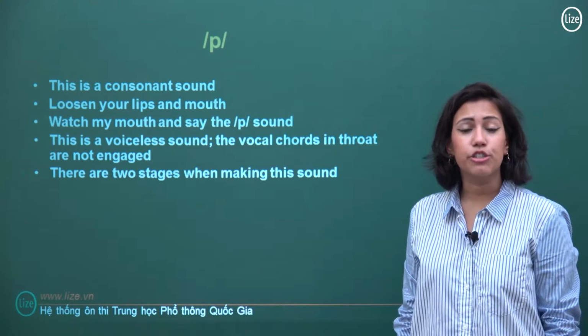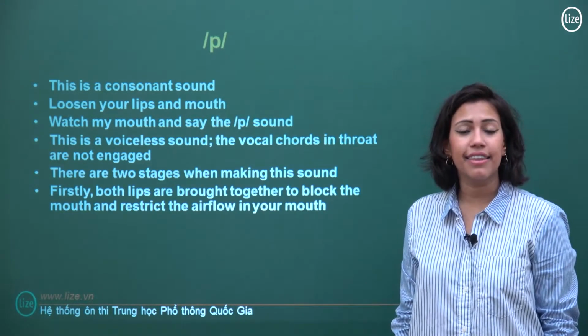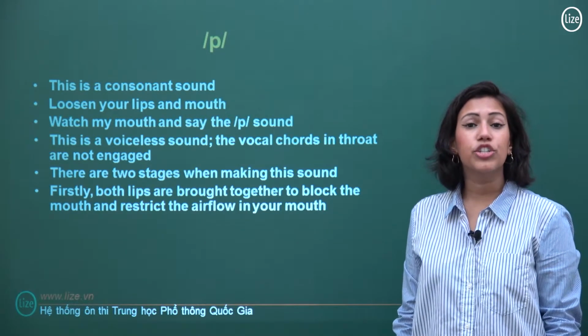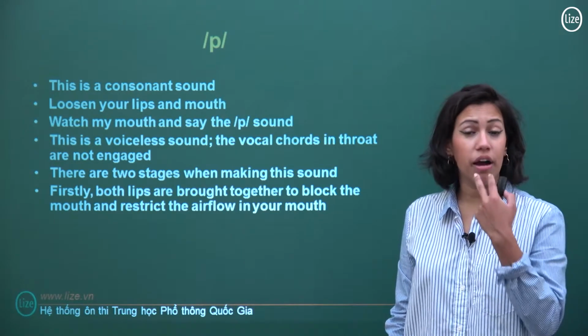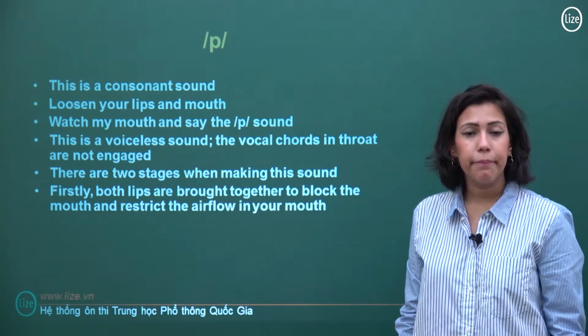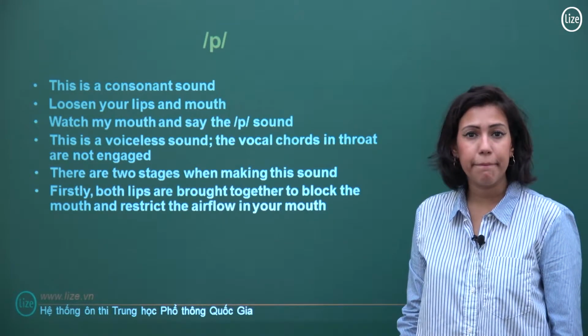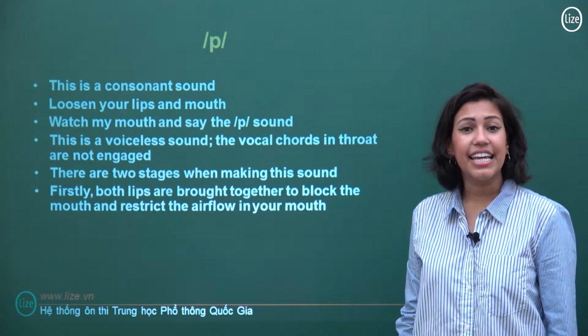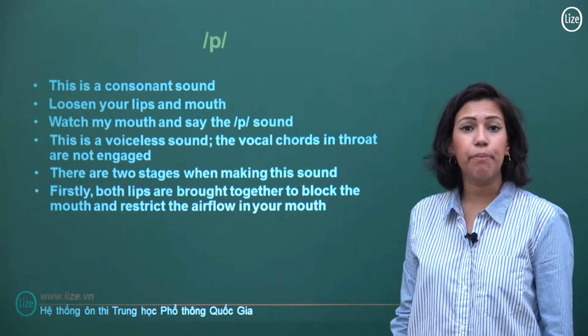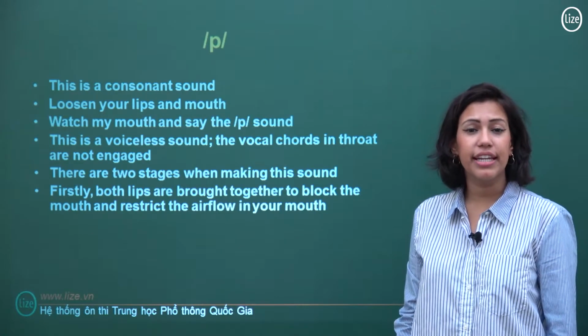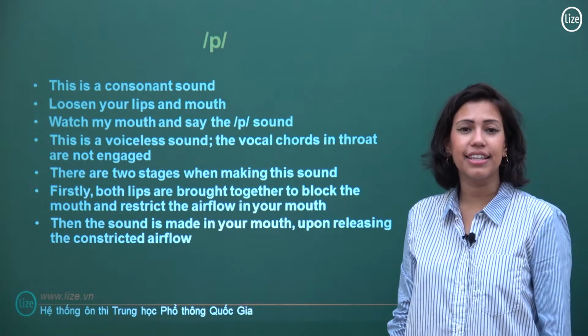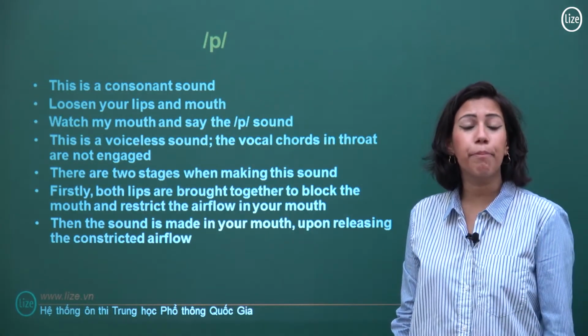Then there are two stages when making this sound. The first is to press the lips very tightly together like this, which allows a build-up of air pressure behind the lips. You can actually feel the air building up as you press your lips together. And the second stage is the release of the air when you say P, like this, P, and it releases it, P, like this. And that is how you make the P sound.